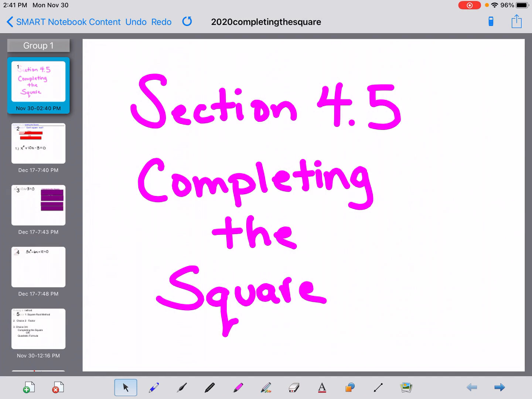This is section 4.5. It is completing the square. So if you remember, we have 5 methods of how to solve a quadratic. We've now learned graphing method, factoring method, square root method, and the quadratic formula. So this is our 5th and final method of how to solve a quadratic.